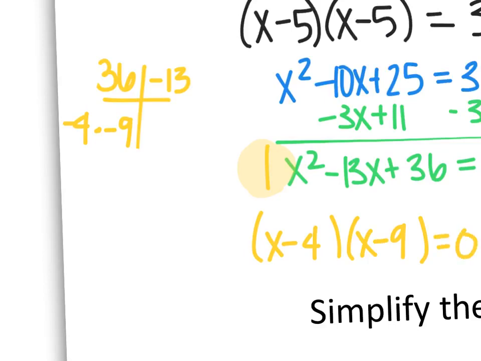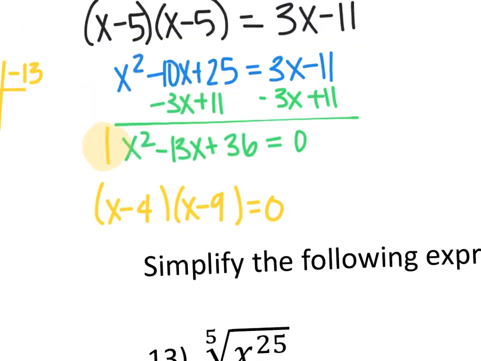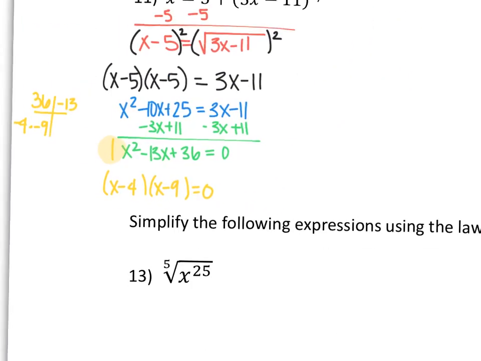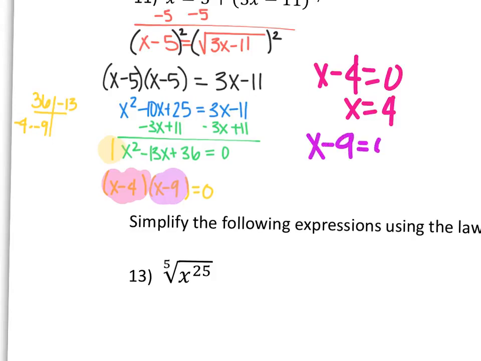So now I have two factors that equal 0. And the zero product property tells me that if I multiply two things and I get 0, then one of those two things must equal 0. So I set them both equal to 0. So if the first one, x minus 4, is set equal to 0, what is the x value there? 4. So one of my answers is 4. Then I do the same thing with the other one. I have x minus 9. I'm going to set that equal to 0. And then I get for my second answer, x equals 9.